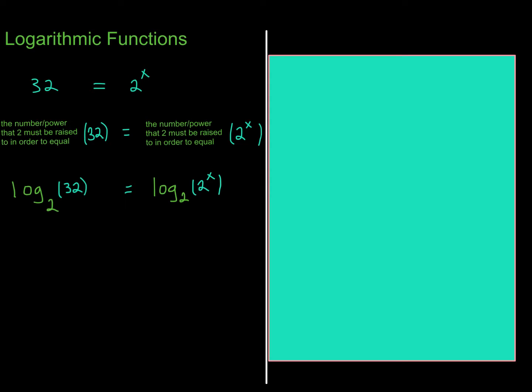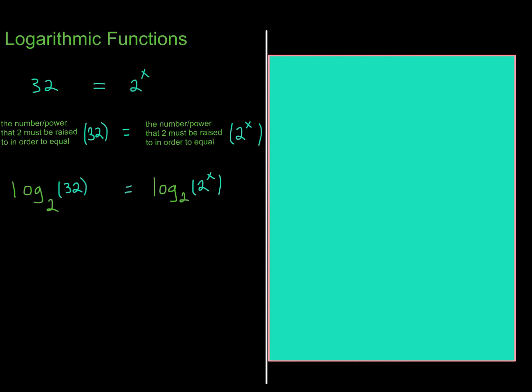So what we're doing is we're taking what's called log base 2 of both sides. And what that means is exactly what we wrote. We're looking for the number or power. I like to use either one; it depends on your preference. The power that 2 must be raised to in order to equal whatever the argument is.